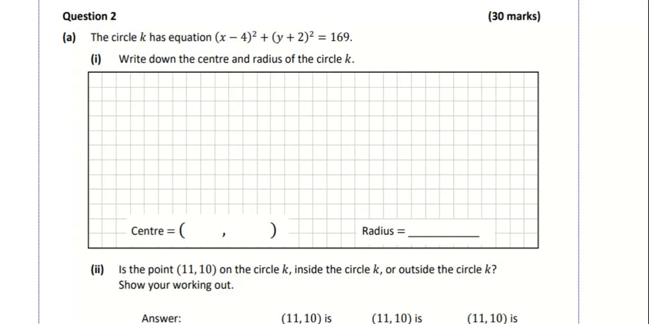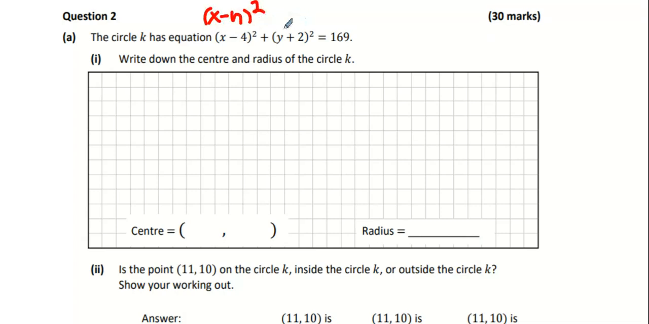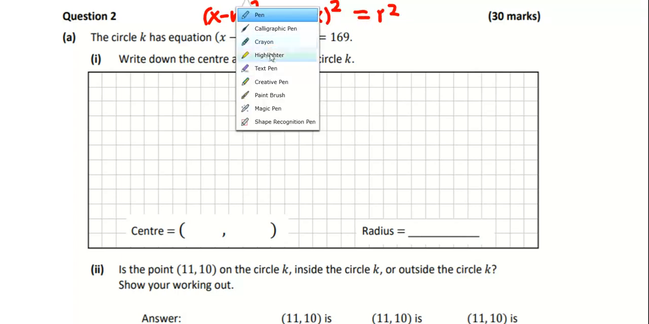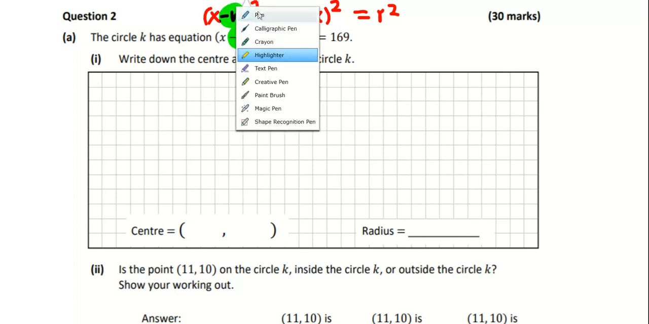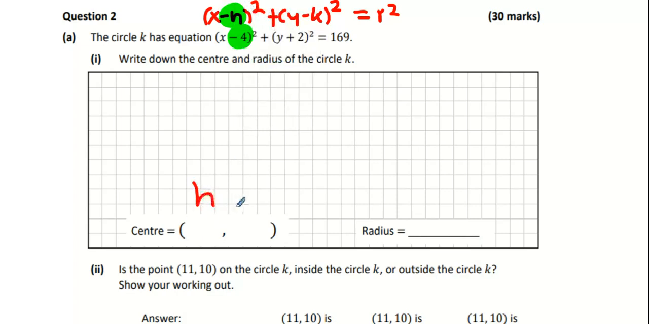So I'm comparing this equation directly to the HK equation. And what I'm doing is highlighting the fact that instead of minus h, I have minus 4. That means that the h value got replaced with 4. The minus k value is replaced with plus 2. So this must mean that the k value is minus 2. So that's my answer.